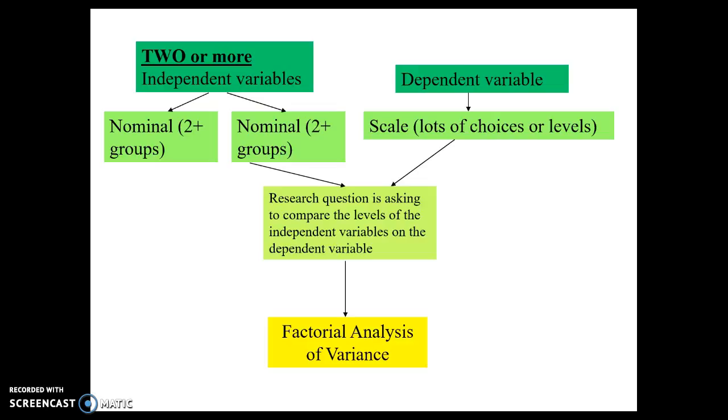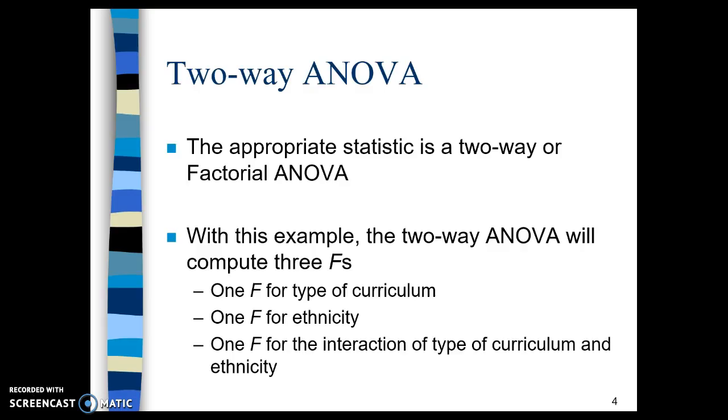So if we again have two independent variables, which we call factors, that are nominal or ordinal, two or more groups, and we have a dependent variable that is some sort of a scale or a test, a continuous variable. So a research question is trying to compare levels of our factors on the dependent variable. And that would be factorial analysis of variance, Factorial ANOVA. Again, it's also called two-way ANOVA.